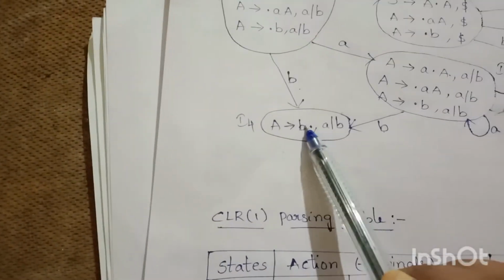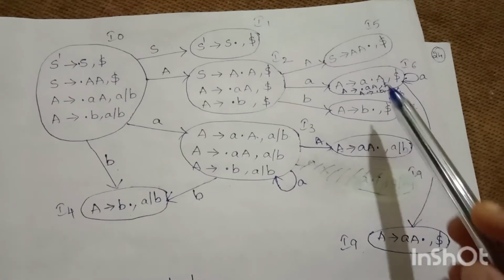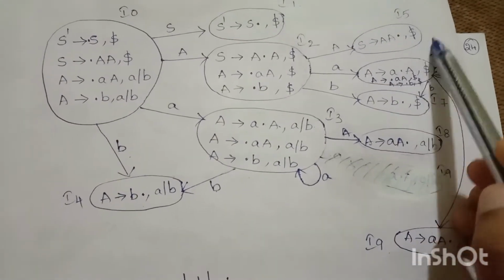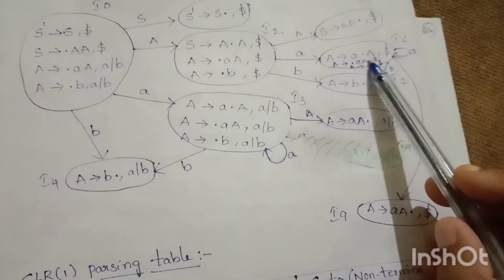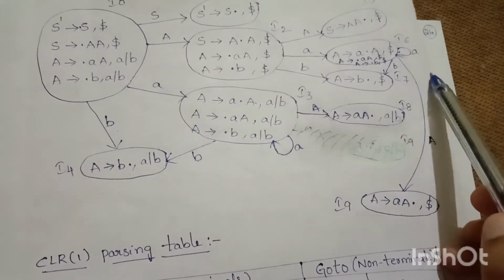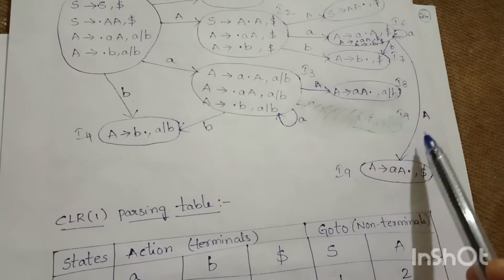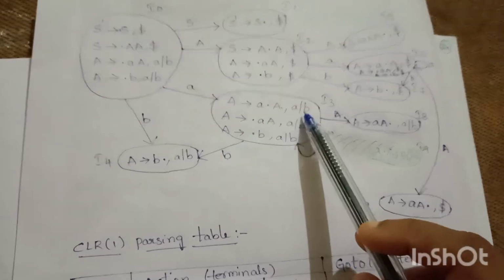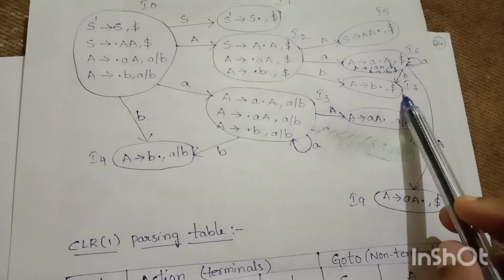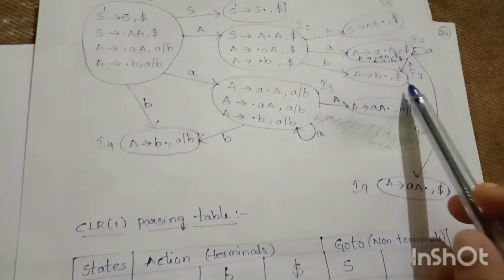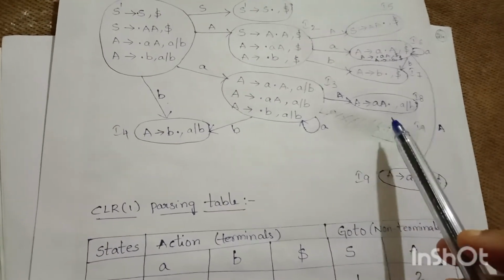Next I4. So where is I4? I4, it is not moving anywhere. Next I5. I5 also, it is not moving anywhere. Next I6 also we don't have anything. Next I7. I7 is also not moving anywhere. Next I8. I8 is also not moving anywhere. Next I9 is also not moving anywhere.